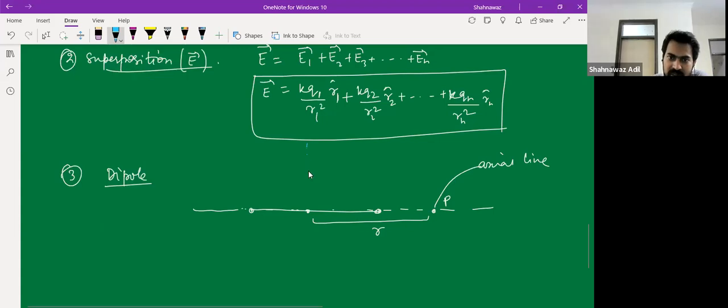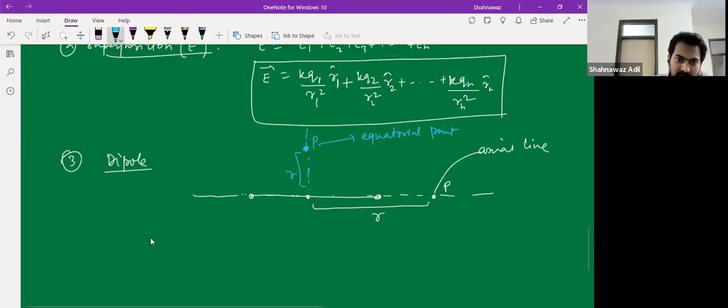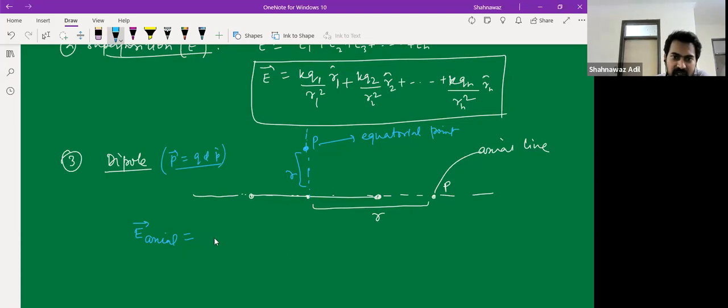I'm just revising whatever you have done. So let's say you are calculating at this point. This is the equatorial, and let's say this distance is R. There will be two parts. One would be E axial. E axial would be how much? Do you remember? The dipole moment is P, which is Q into D, and let's say this is the P direction. So what is E axial?